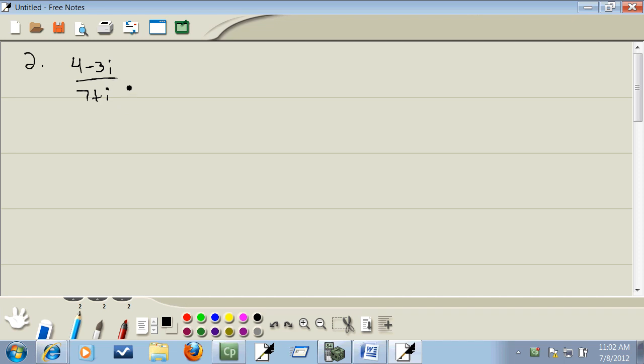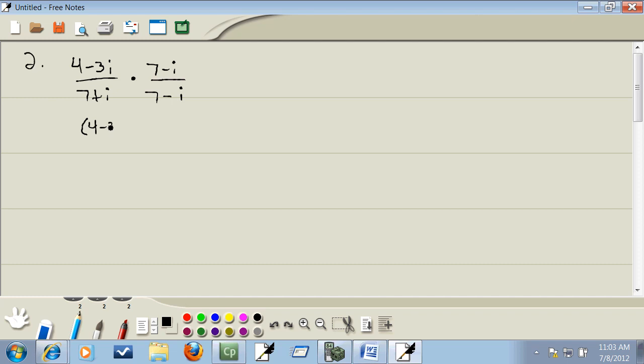Okay, when we're dividing complex numbers, what we need to do is multiply the top and bottom by the conjugate of the bottom. Now, conjugate means the first part and the second part are the same. So we have a 7 here, we have an i here, but the sign in the middle changes. This is a positive, so this becomes a negative. And whatever you multiply by the bottom, you have to multiply by the top. So you have to multiply the top part by 7 minus i also.